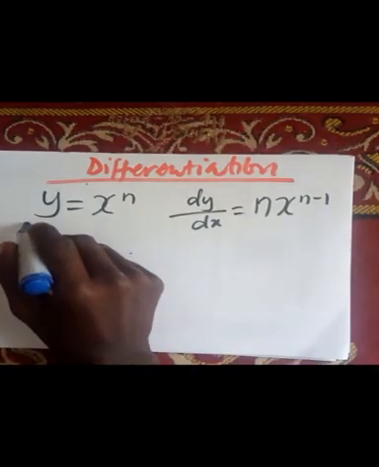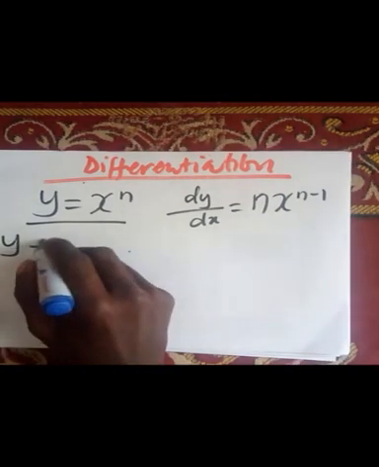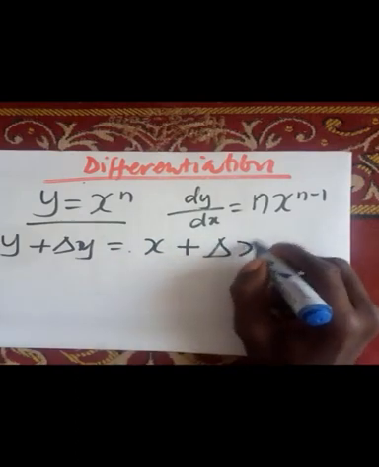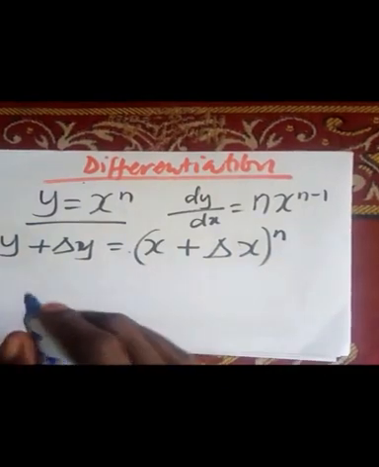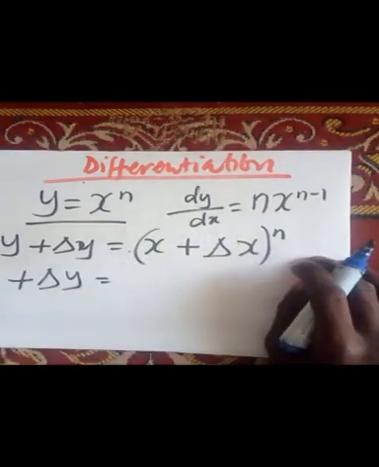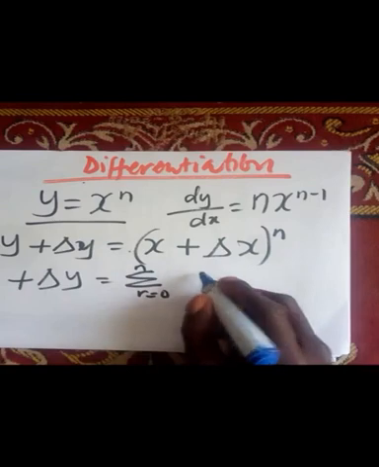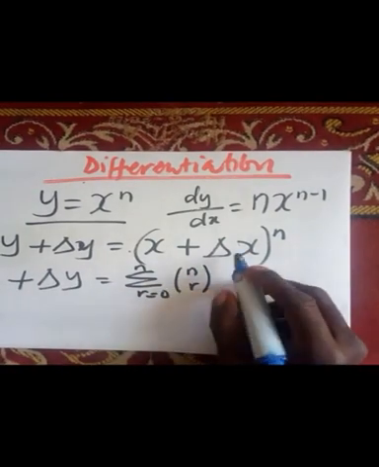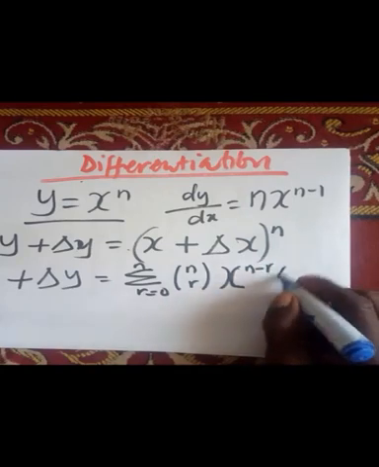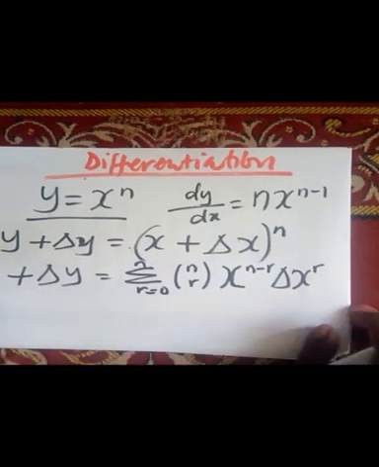Since we already assigned y to be equal to x raised to the power of n, we can say y plus delta y is equal to x plus delta x, all of them raised to the power of n. And this y plus delta y is equal to this one. When you expand it, you are going to get the summation from r equals 0 to n of n combination r, then x raised to the power of n minus r, then delta x raised to the power of r. So this stuff, what's the meaning?